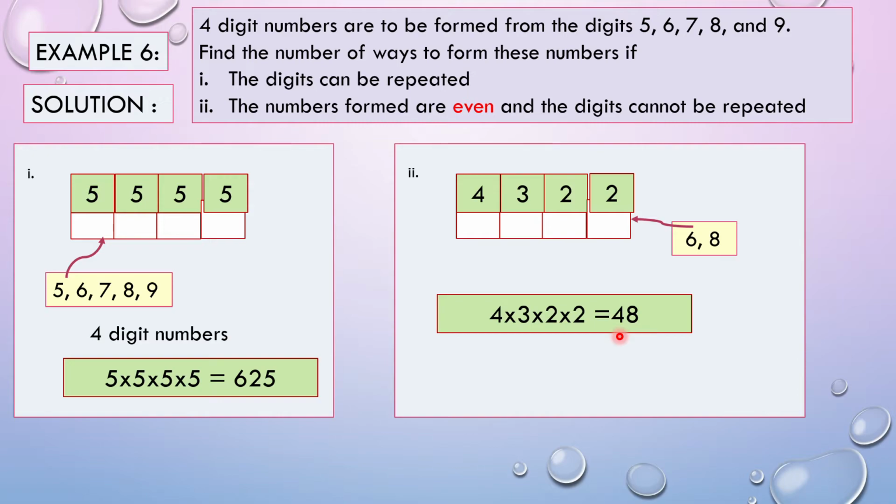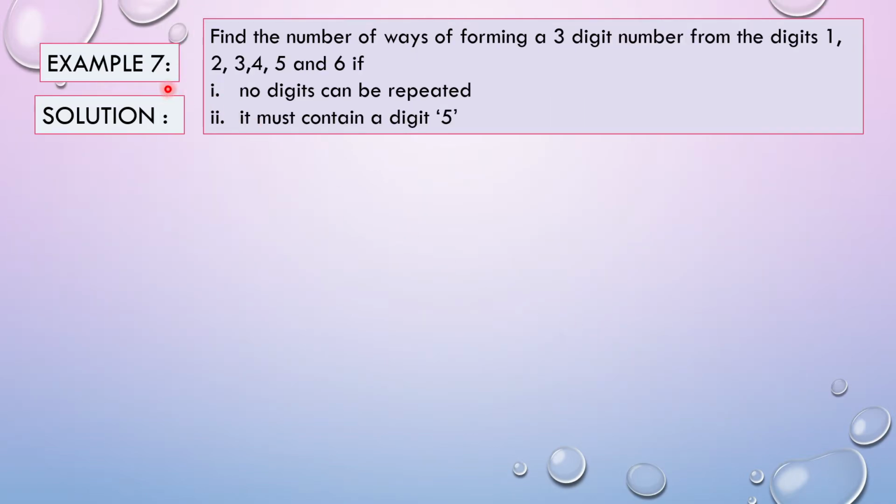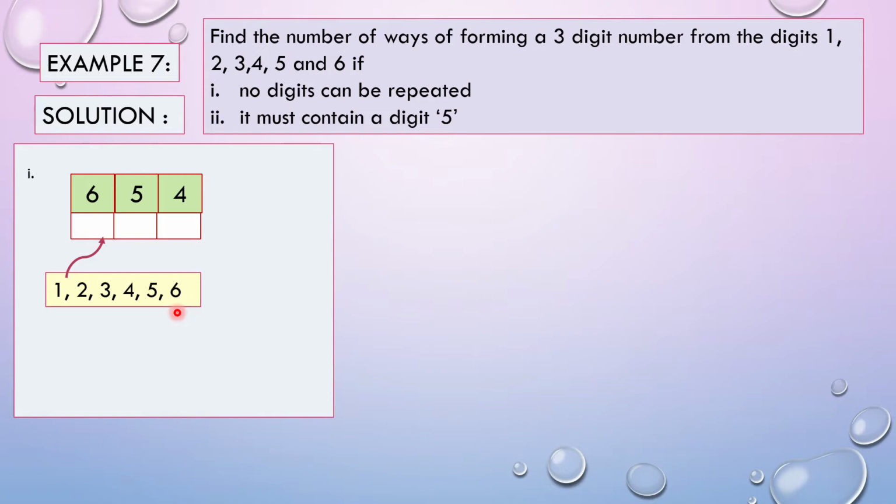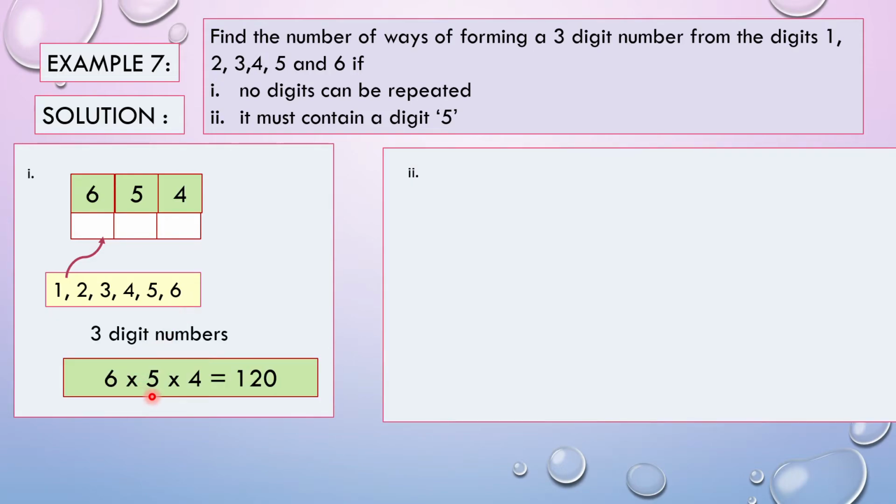Find the number of ways of forming a 3-digit number from the digits 1, 2, 3, 4, 5 and 6 if no digits can be repeated. So 3-digit, so prepare 3 boxes. For the first box we have 6 options, then 5, then 4. So multiply all this, you'll get the answer 120.